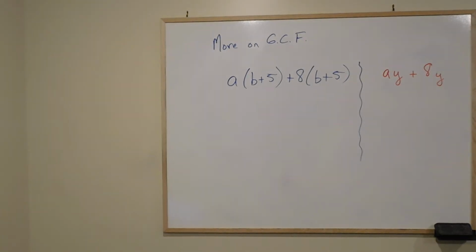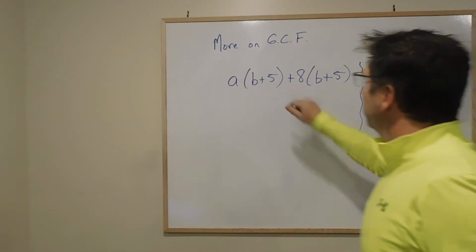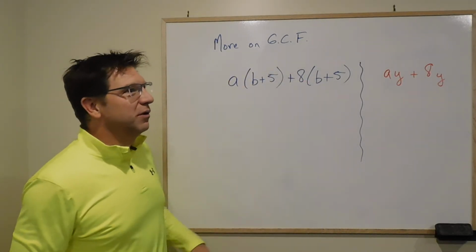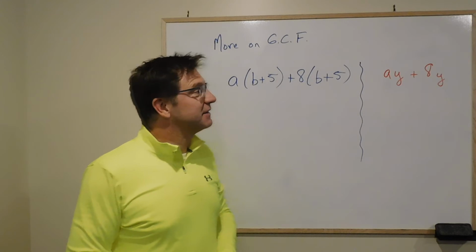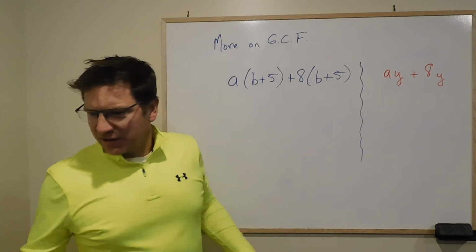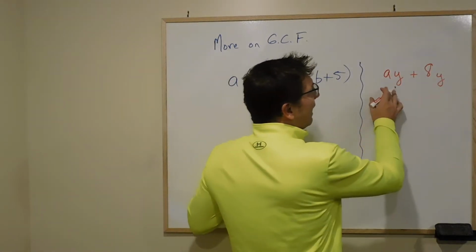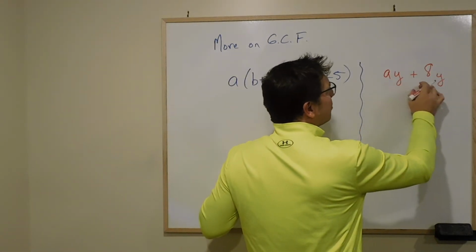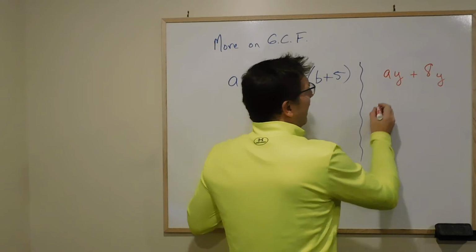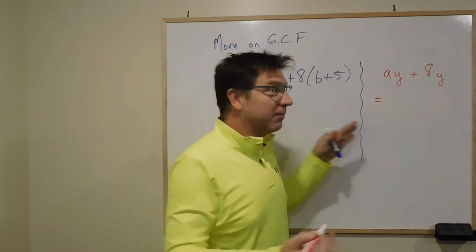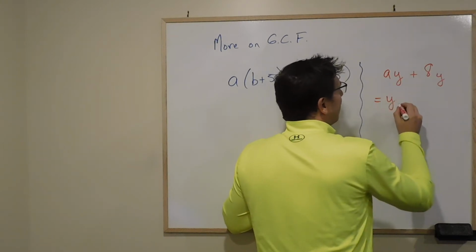Okay, we're going to have a look at this because these ones with the brackets are sometimes visually awkward. Okay, I'd like you to ignore the blue, but I'd like you to look at the red here for a second. If I said, and the question is, factor out the greatest common factor, if I said ay plus 8y, and I asked you to factor out the greatest common factor, you would say, well, there's y in both of them, so y is my common factor.